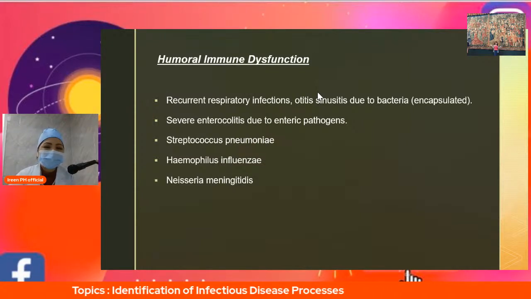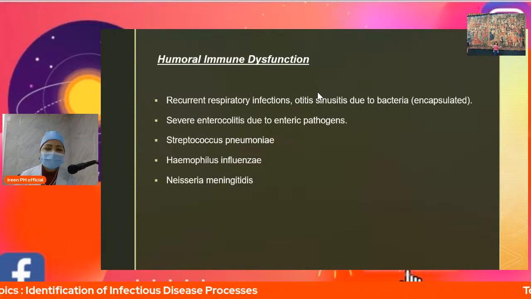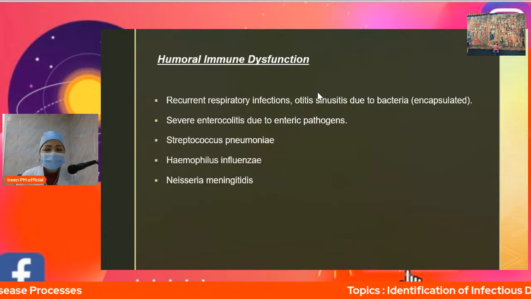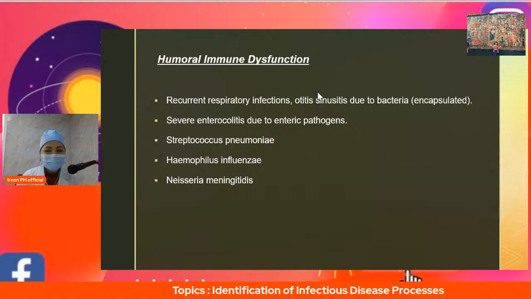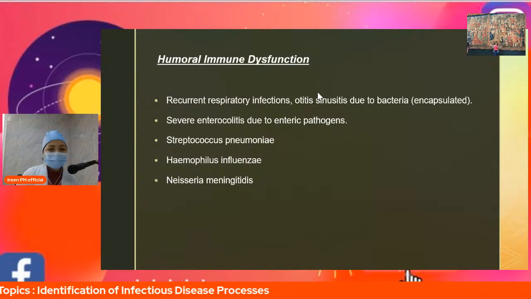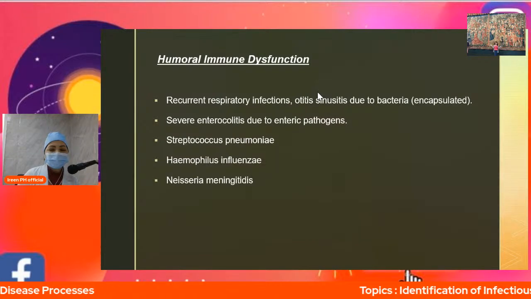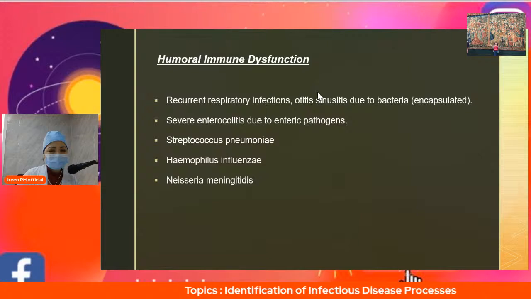Humoral immune dysfunction: recurrent respiratory infections, otitis, sinusitis due to encapsulated bacteria, severe enterocolitis due to enteric pathogens, Streptococcus pneumoniae, Haemophilus influenzae, and Neisseria meningitidis.